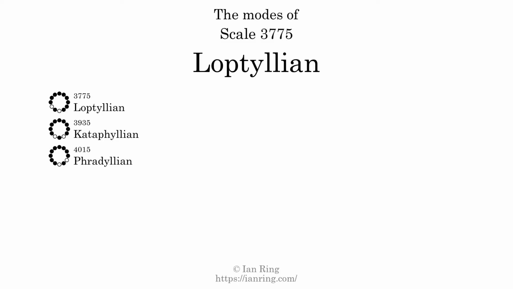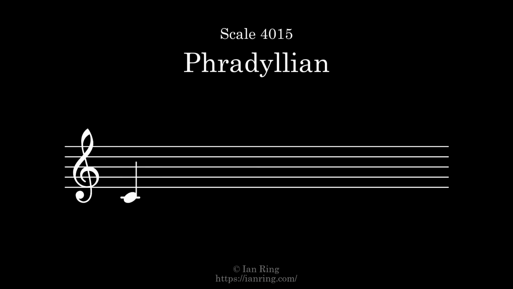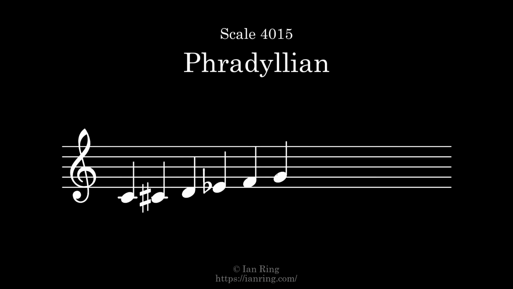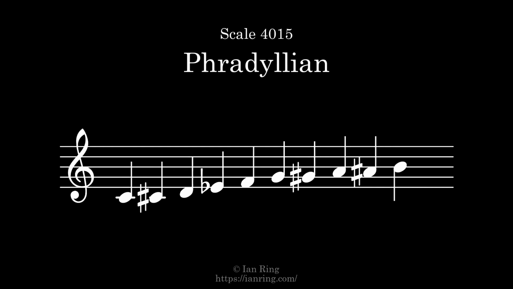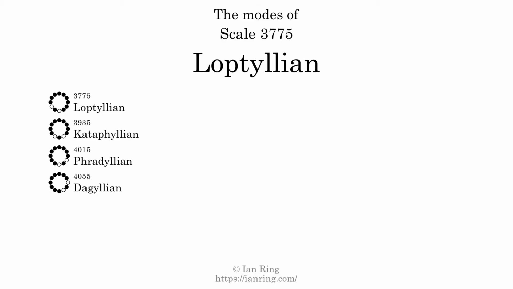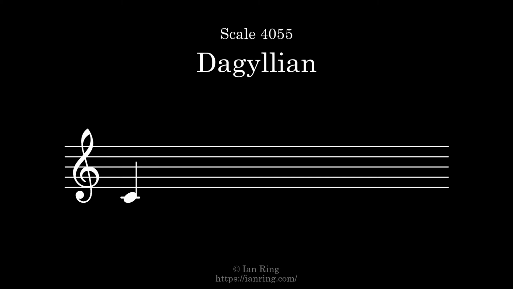The third mode is scale 4015, also known as Heteromorphisms. It sounds like this. The fourth mode is scale 4055, also known as decatonic. It sounds like this.